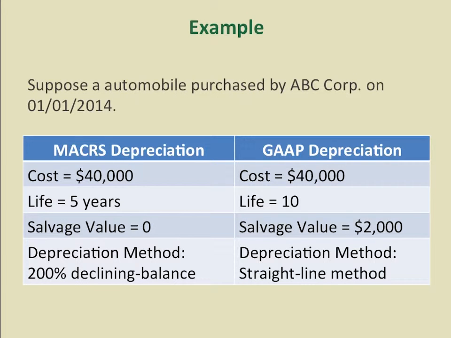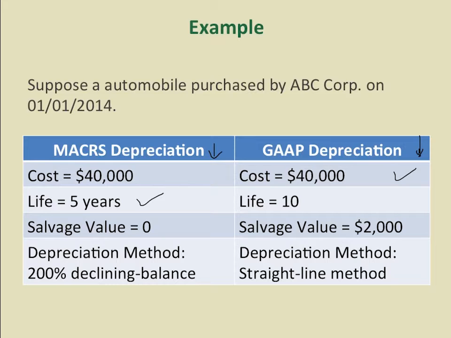Now, let me show an example to demonstrate the difference between these two systems. Suppose ABC Corporation just purchased an automobile on January the 1st, 2014. Our job here is to calculate the depreciation expense under the tax and under the GAAP for financial reporting purposes. Here is the information. Historical cost, $40,000. Tax life for all automobiles is assigned to be 5 years. There's no choice for the managers.